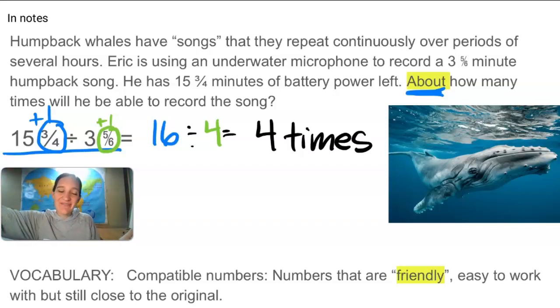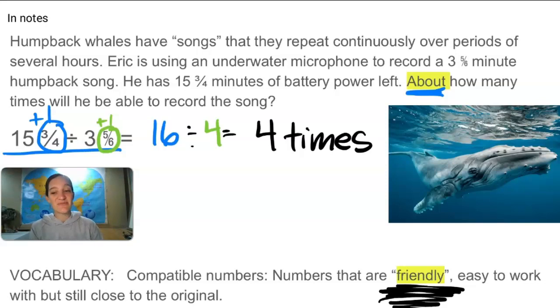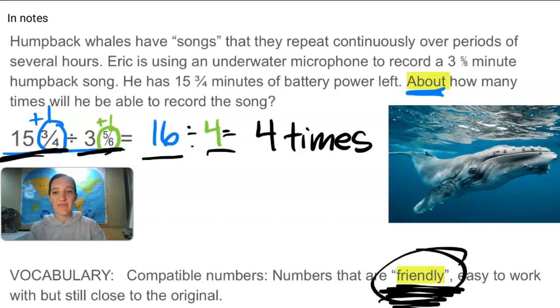And you're like, well, is that enough? Yeah. If you only had enough to record once or twice, you might be like, oh, I better charge. But 4 times, that's a good amount, okay? So today you're going to use compatible numbers, numbers that are friendly to work with. They're easy to work with, but they're also close. 16 is very close to 15 3/4. 4 is very close to 3 5/6. That is what a compatible number is. Make sure you write friendly in your notes.